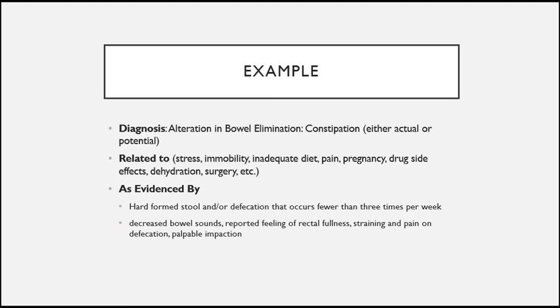as evidenced by hard form stool that occurs fewer than 3 times per week, decreased bowel sounds, reported feeling of rectal fullness, straining, pain on defecation, and palpable impaction. Now, that's a pretty hardcore constipation. That's someone who has an impaction. But that's an example of some of the things as evidenced by. Evidence could also include something they've told you, in quotes: I can't seem to go to the bathroom. It's been too long since I've gone to the bathroom, that kind of thing.